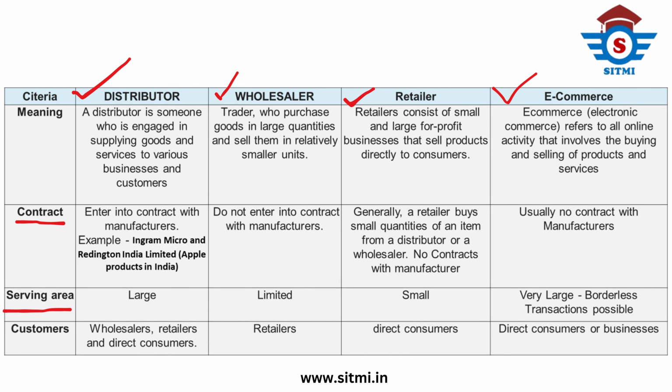Now another important difference is the serving area. Serving area is basically how big the customer base is, or how big the area is in which the customers are situated. As far as distributors are concerned, their serving area is usually larger. Usually big companies have one distributor in a particular state of the country. As far as wholesalers are concerned, the serving area is smaller compared to distributors. Usually wholesalers are placed at the district level. That means a state has multiple districts or multiple areas in which there are multiple wholesalers allocated for a particular product or particular service.